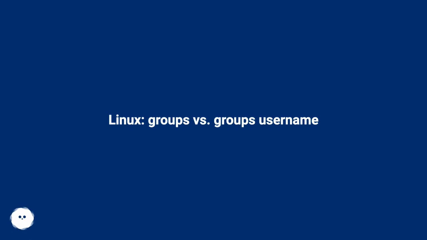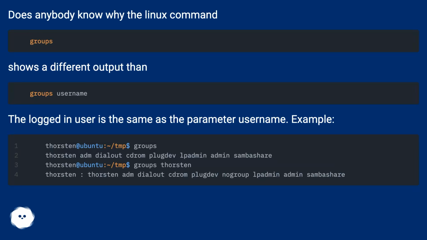Linux, groups versus groups username. Does anybody know why the Linux command groups shows a different output than groups with the logged in user as the parameter username? Example.